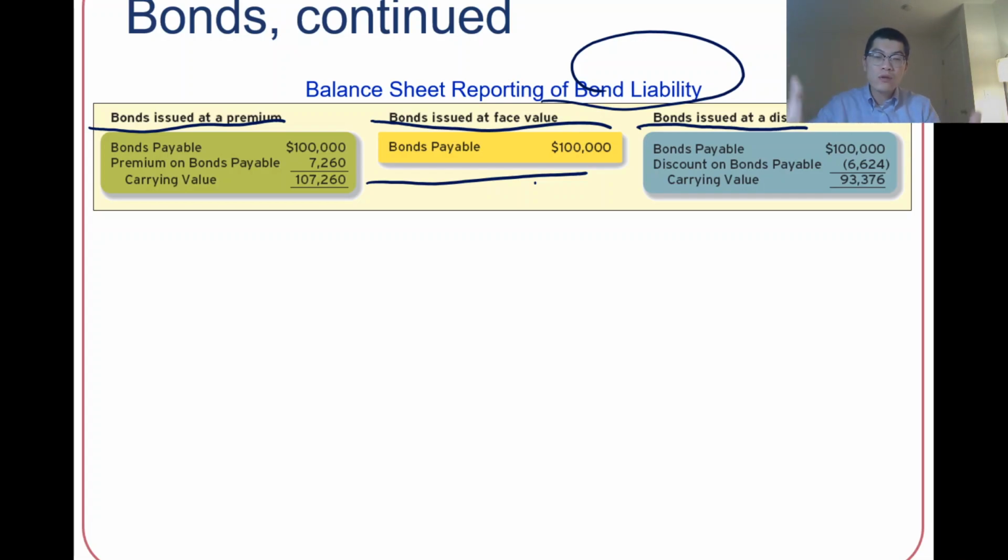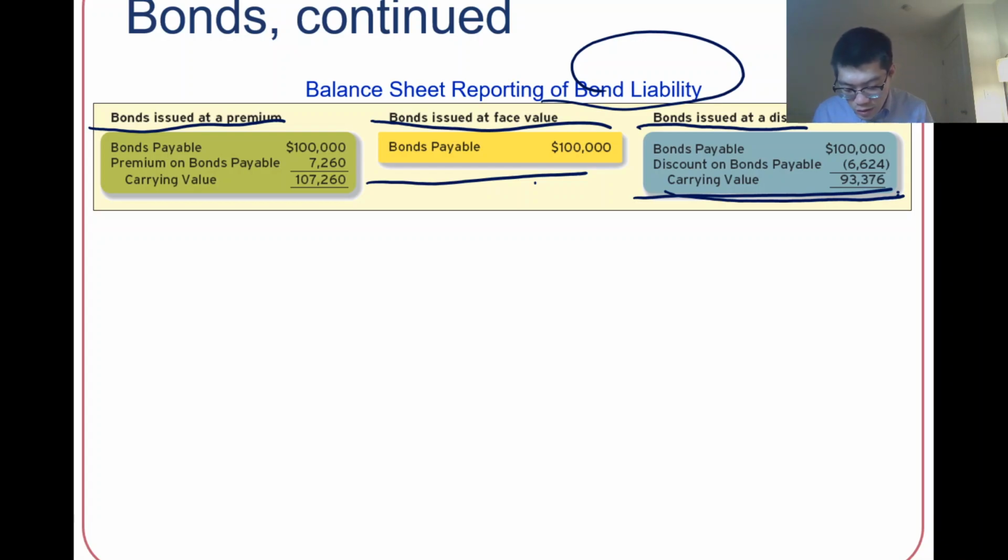You have this $100,000 bond, and hopefully you can get $100,000, but customers or investors will not be willing to pay $100,000 for this bond. So you're going to offer some discount to attract them to buy your bond, and then the carrying value becomes less than the bond's face value.